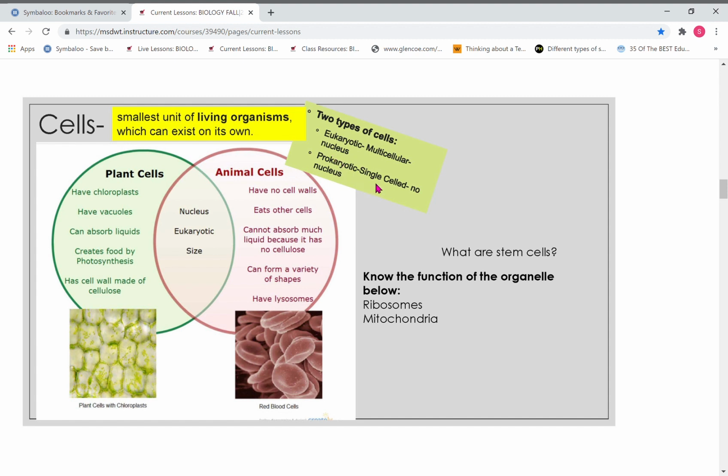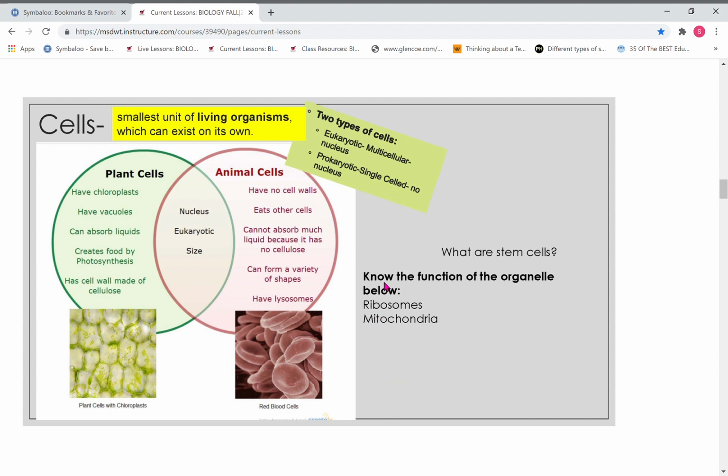Prokaryotic cells are single-celled. They're only made up of 1 cell. So they're microscopic. We can't see them with our eyes. And they do not have that nice little space to be in with their DNA. Their DNA is just kind of loose in there like spaghetti. It's not encased inside a nucleus.